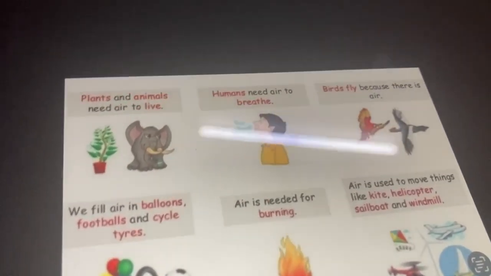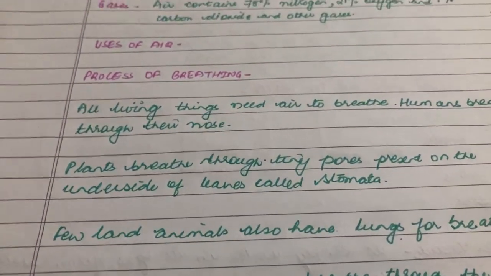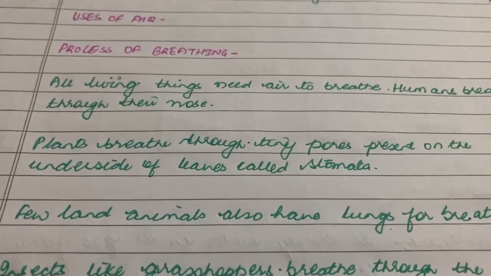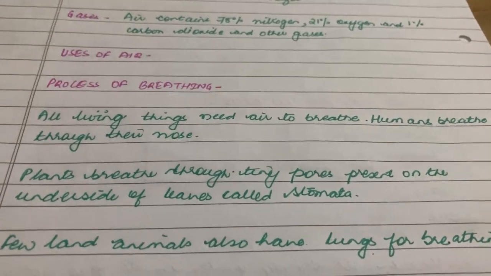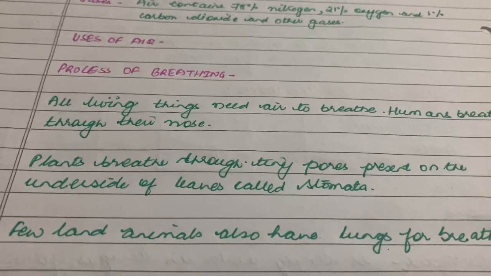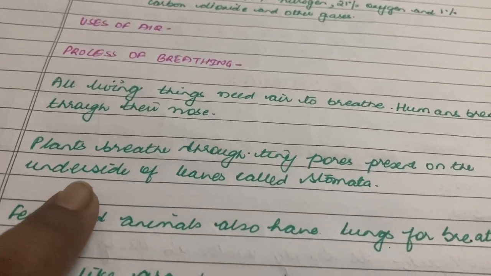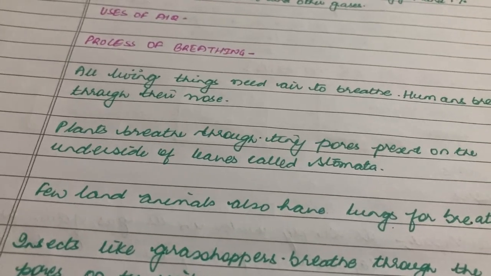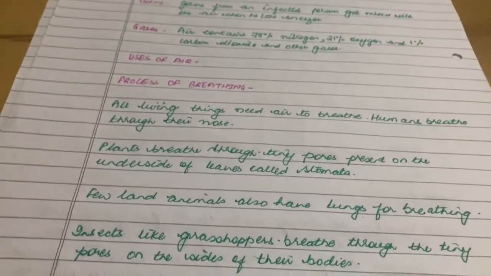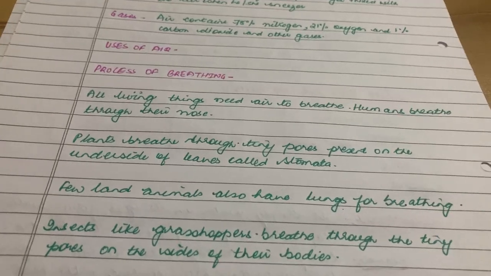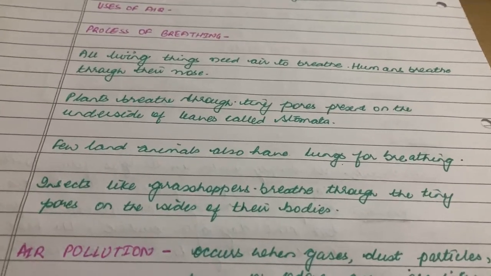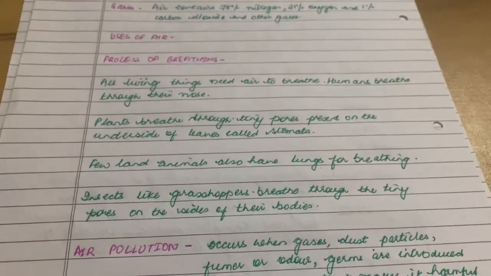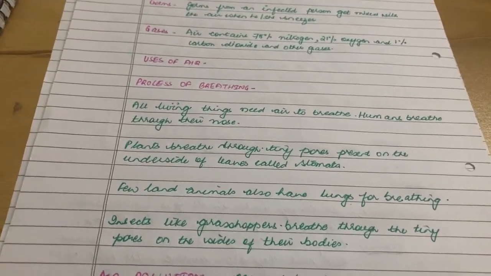Yes, and then we had discussed the process of breathing. So how do we human beings or any living beings breathe? We breathe through our nose. Plants breathe through the tiny pores present on the underside of the leaves called stomata. And a few land animals also have lungs for breathing. Insects like grasshoppers breathe through tiny pores on the sides of their bodies. Yes, so these are the various ways all living organisms on earth breathe.